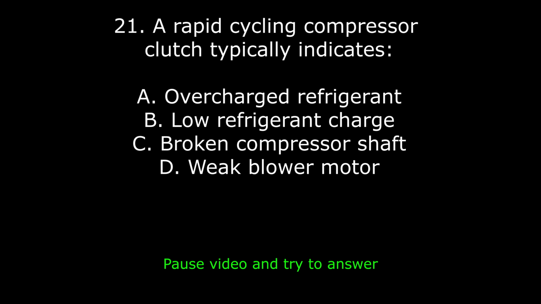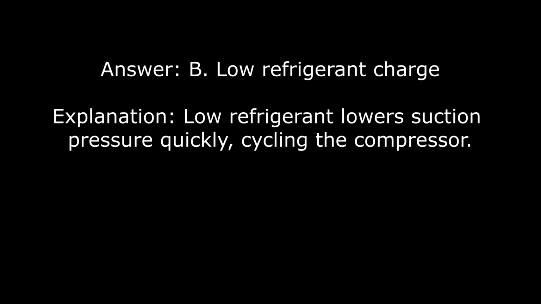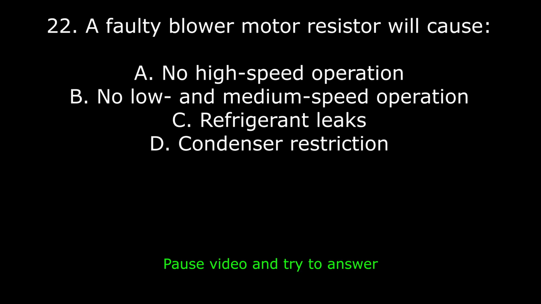21. A rapid cycling compressor clutch typically indicates: A. Overcharged refrigerant. B. Low refrigerant charge. C. Broken compressor shaft. D. Weak blower motor. Answer: B. Low refrigerant charge. Explanation: low refrigerant lowers suction pressure quickly, cycling the compressor.